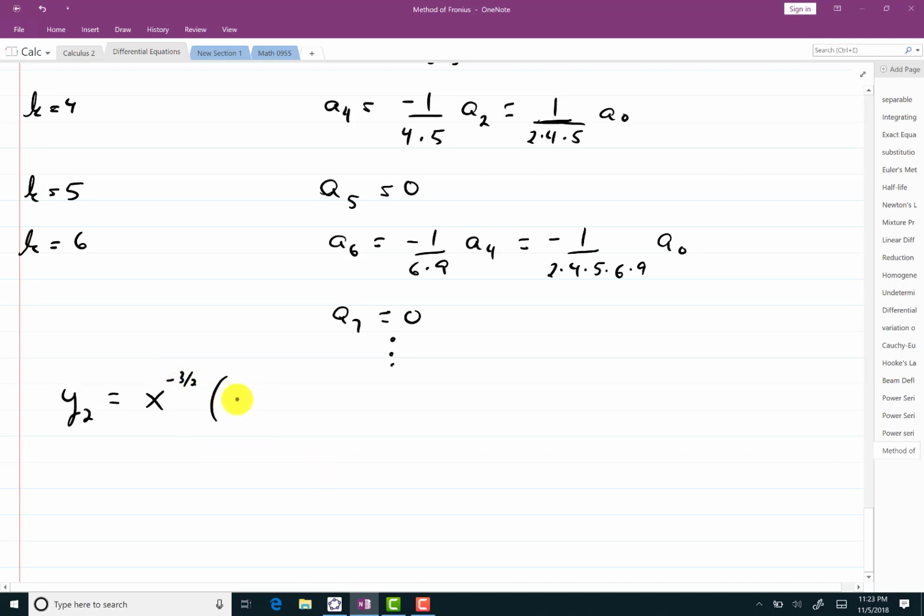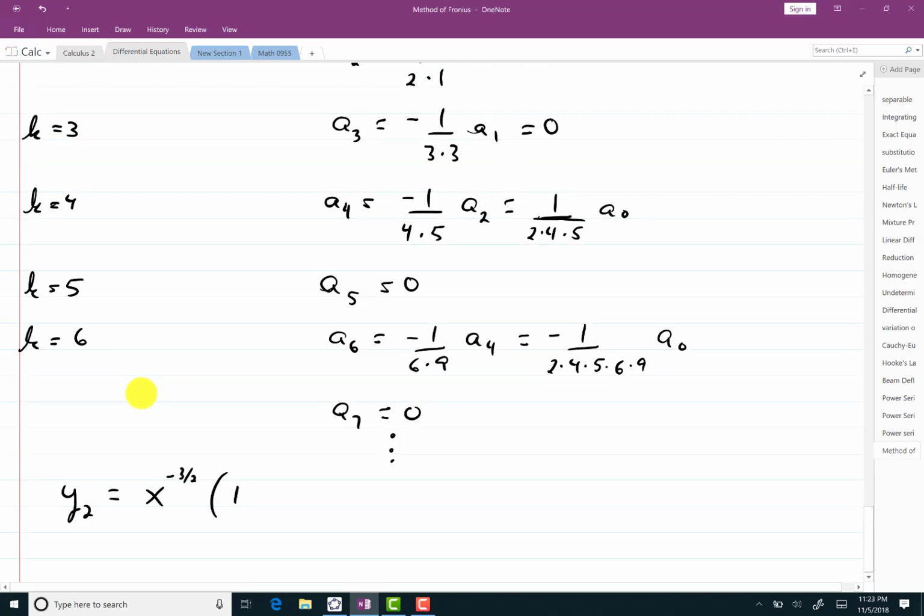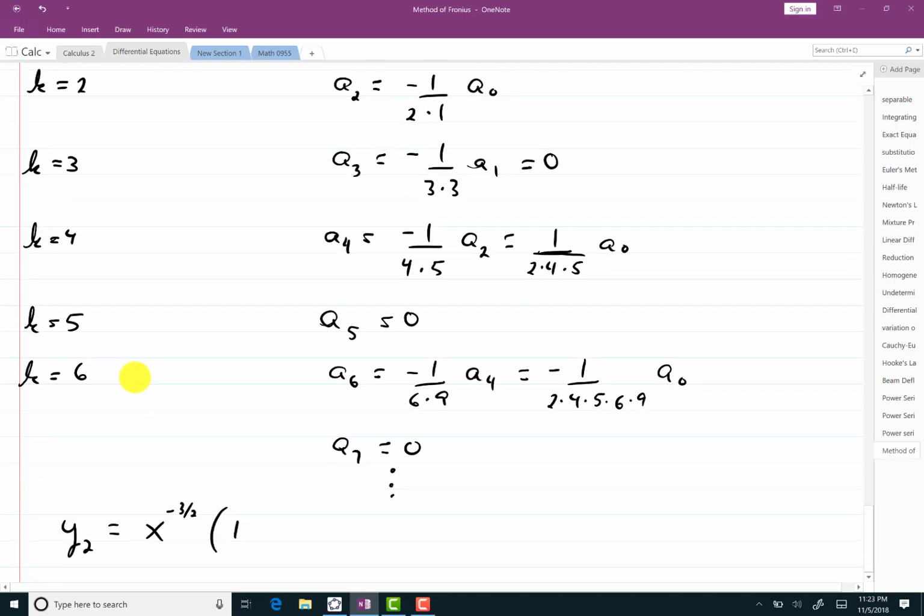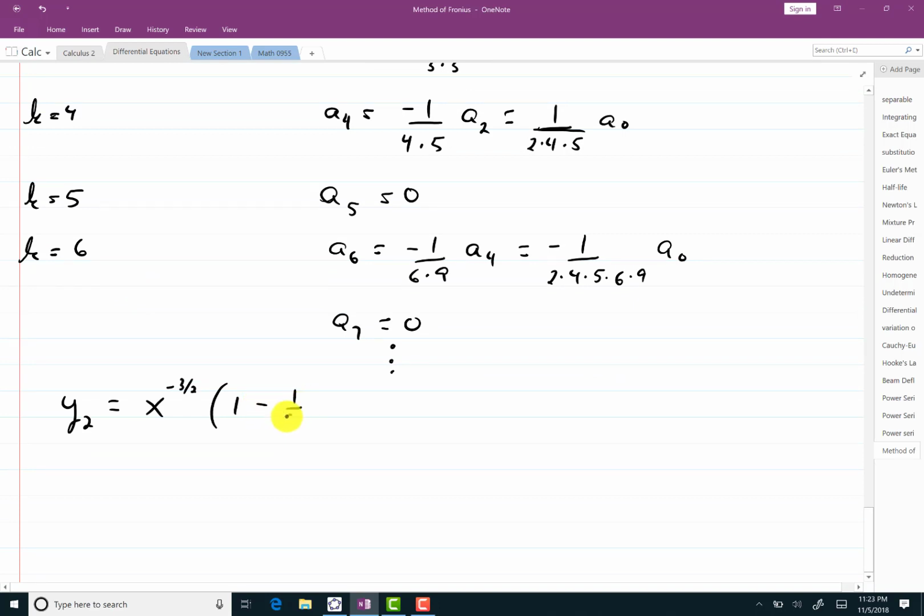And then, once again, since it starts at a sub 0, I'll get a 1. And then my a sub 2 will be negative 1/2 a sub 0, or negative 1/2 x squared. A sub 2 is attached to x squared. A sub 4 is attached to x to the 4th. And then for my x to the 6th term, I'll have negative 1 over 2 times 4 times 5 times 6 times 9, x to the 6th, and plus dot dot dot.